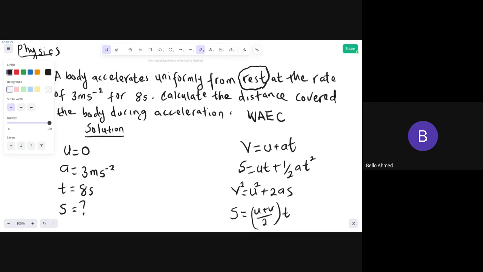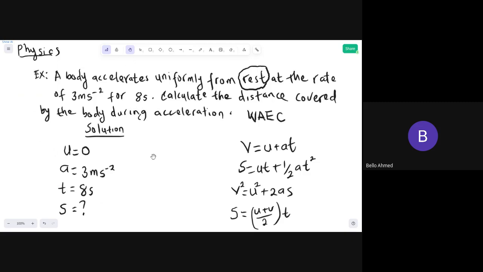Now, look at all these parameters that I've brought out from the question. Remember, look at the rest. They didn't tell us anything. They just told us that it starts uniformly from rest, and I wrote u equals 0. So you have to know that whenever a question says the body is starting from rest, please quickly write u equals 0. That means your initial velocity is equal to 0. Take note of that.